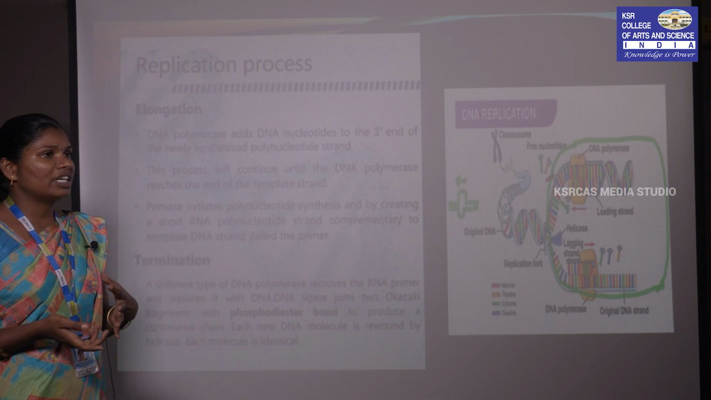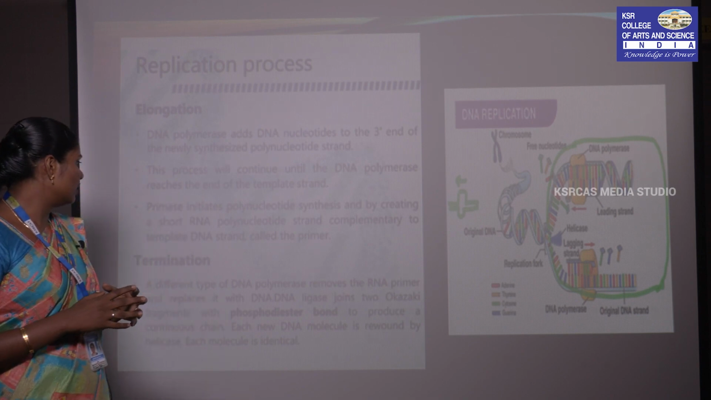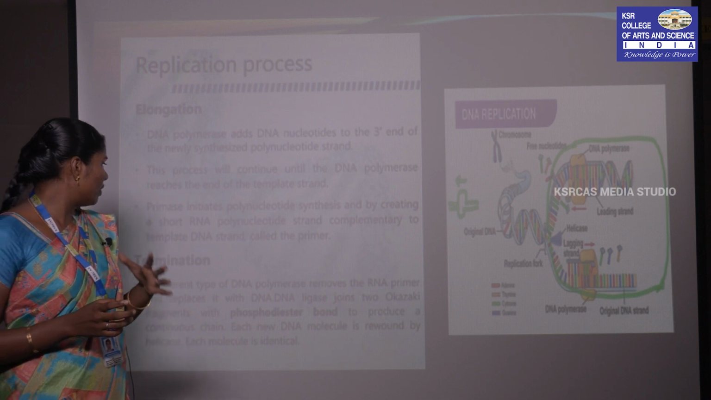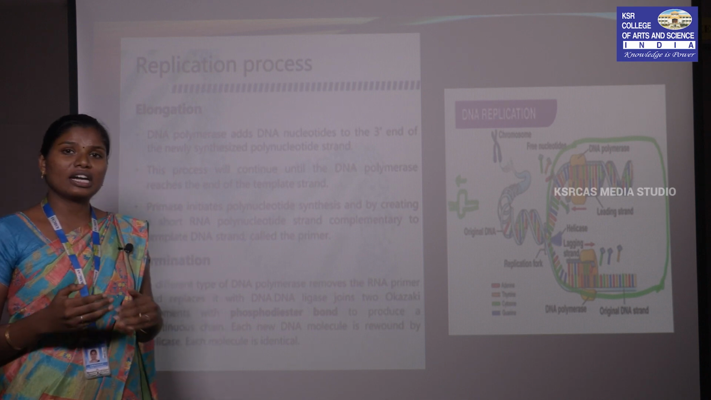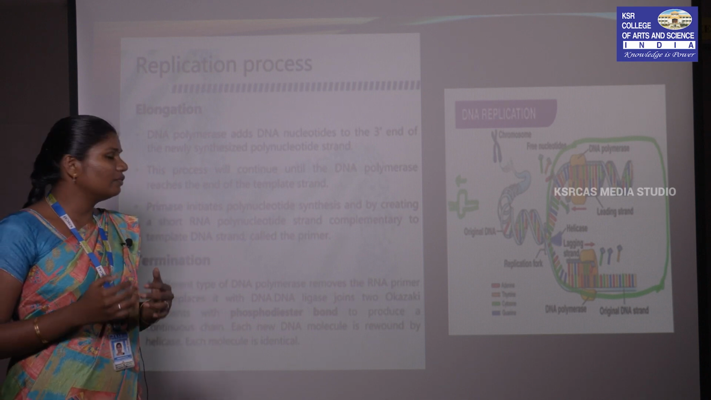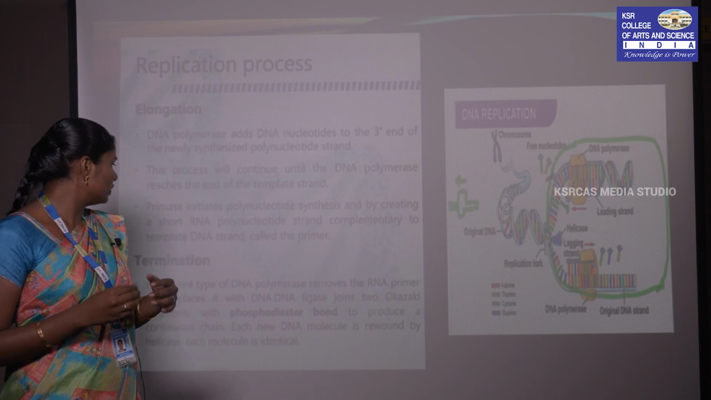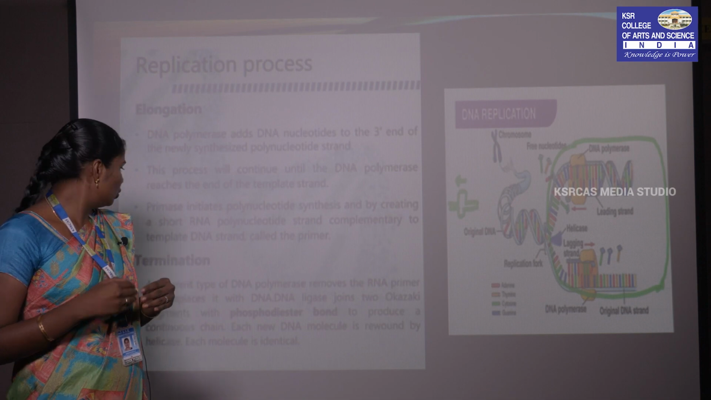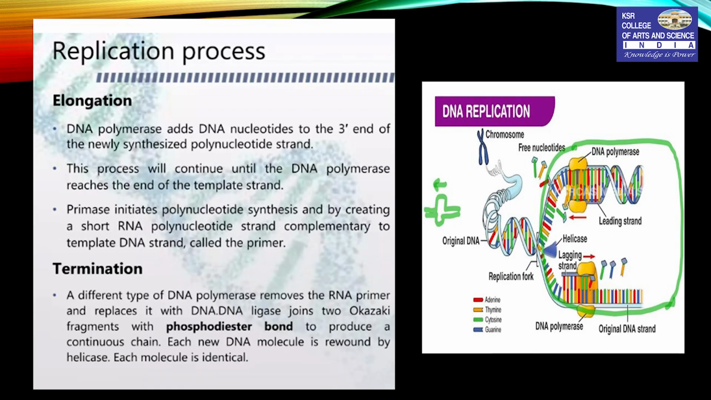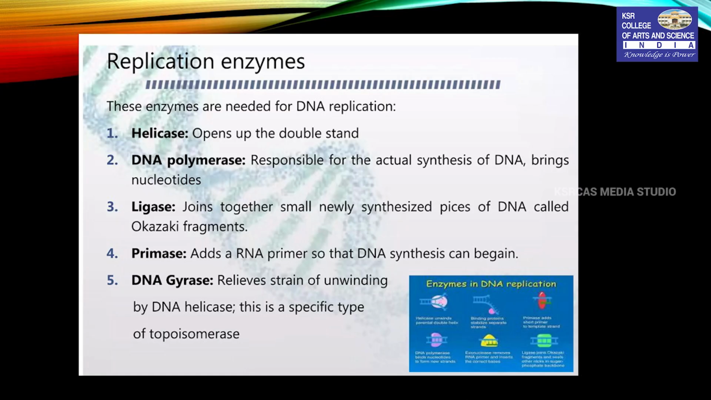Then termination. Termination is the final stage of the replication process. A different type of DNA polymerase removes the RNA primer and replaces it with DNA. DNA ligase joins two Okazaki fragments with a phosphodiester bond to produce a continuous chain. Each new DNA molecule is rewound by helicase. Each molecule is identical.